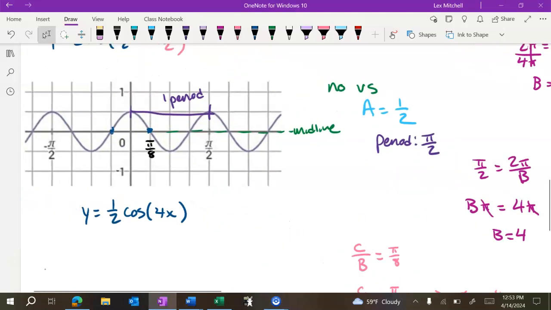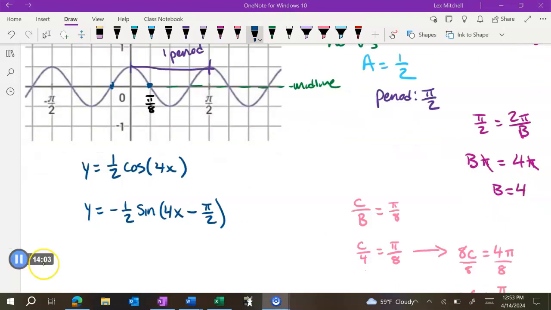I know because I'm moving to the right, I'm going to have minus pi over 2 in my equation, and it should look like this. So negative 1/2, again, because sine is going down first, so I reflected over the x-axis. Still 4x, because my period has not changed. And then minus pi over 2, again, to move us over that pi over 8.